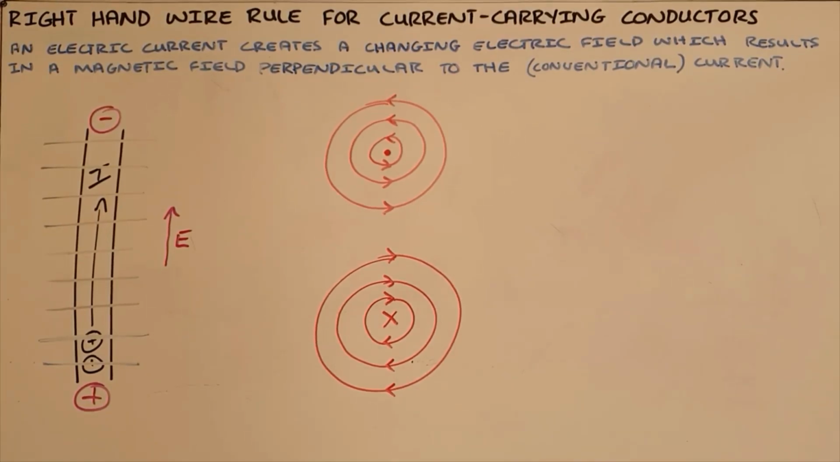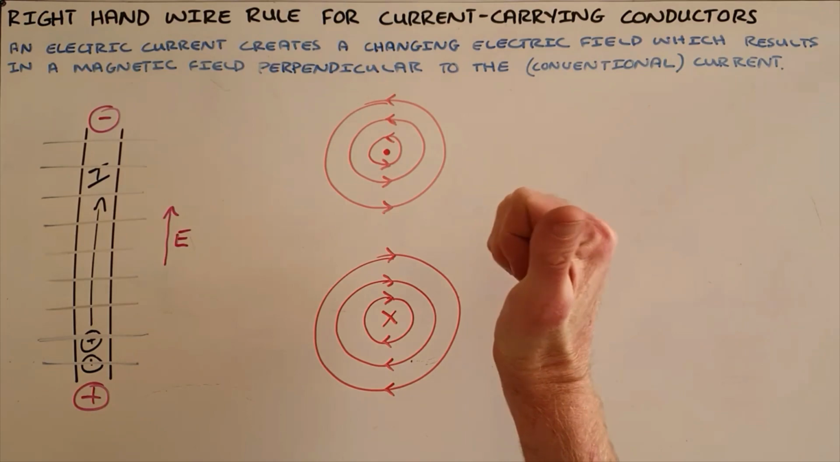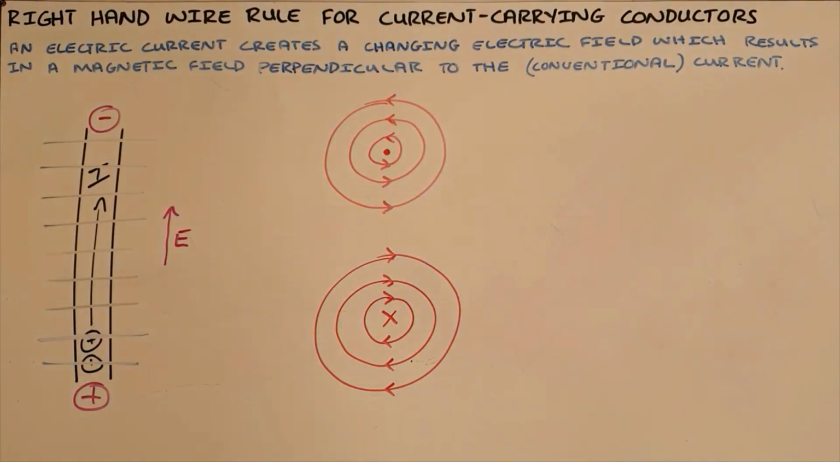So once again, this is based on the idea that an electric current creates a changing electric field, which results in a magnetic field produced perpendicular to the current in that wire. And we can determine the direction of the magnetic field around any current carrying conductor using the right-hand wire rule, which says that if we point our thumb in the direction of the current, our fingers curl in the direction of the magnetic field.